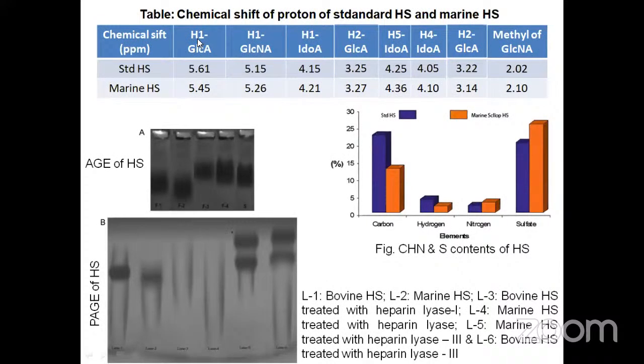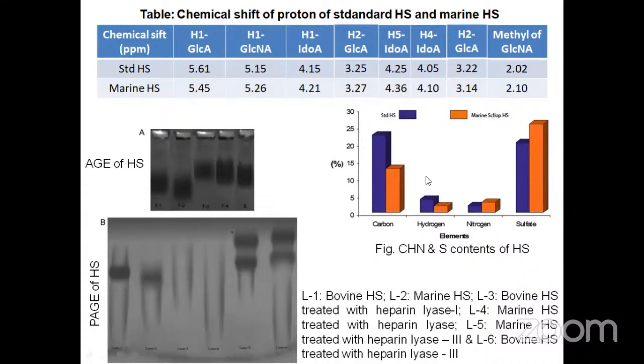So what is H1 and glucosamine and all these things I have given here. The standard glucosamine pattern is observed around 5.61, whereas in the isolated mollusk it shows 5.41, and glucosamine is obtained at a chemical shift of 5.15, whereas in the heparan sulfate from marine mollusk it is 5.26, followed by iduronic acid, glucosamine and methyl groups. I have compared the previous NMR spectrum with this tabular column clearly. After confirming this NMR spectrum, we took the sample for elemental analysis of carbon, hydrogen, and sulfate content, to see how much is present.